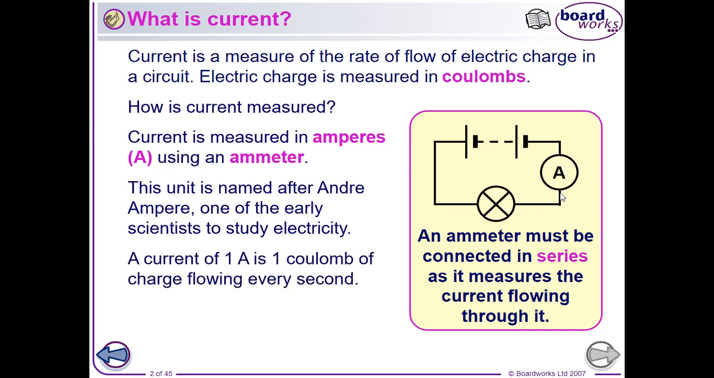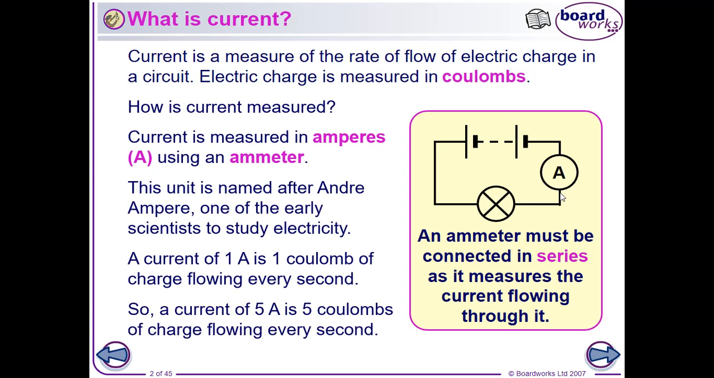So 1 amp of current is 1 coulomb of charge flowing past a point in the circuit per second. 5 amps would be 5 coulombs of charge flowing past a point in the circuit every second. 10 amps could be 10 coulombs per second, or it could be 20 coulombs every 2 seconds. 20 divided by 2 is 10.